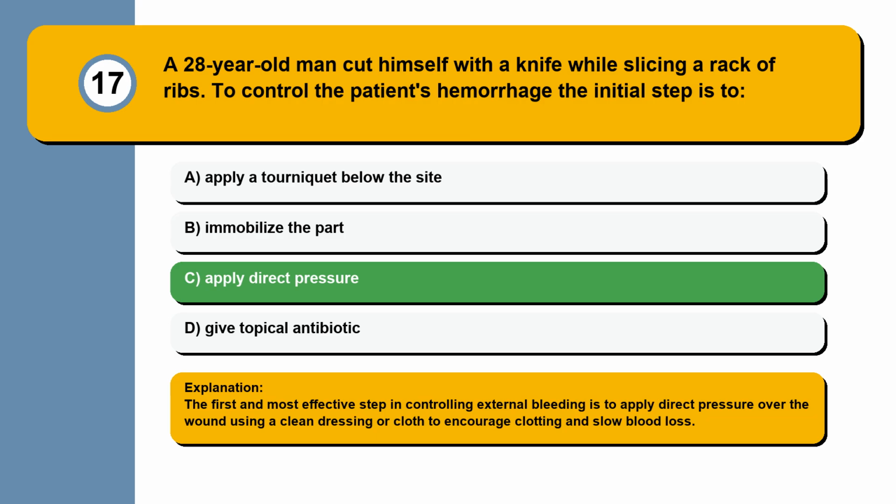Explanation. The first and most effective step in controlling external bleeding is to apply direct pressure over the wound using a clean dressing or cloth to encourage clotting and slow blood loss.